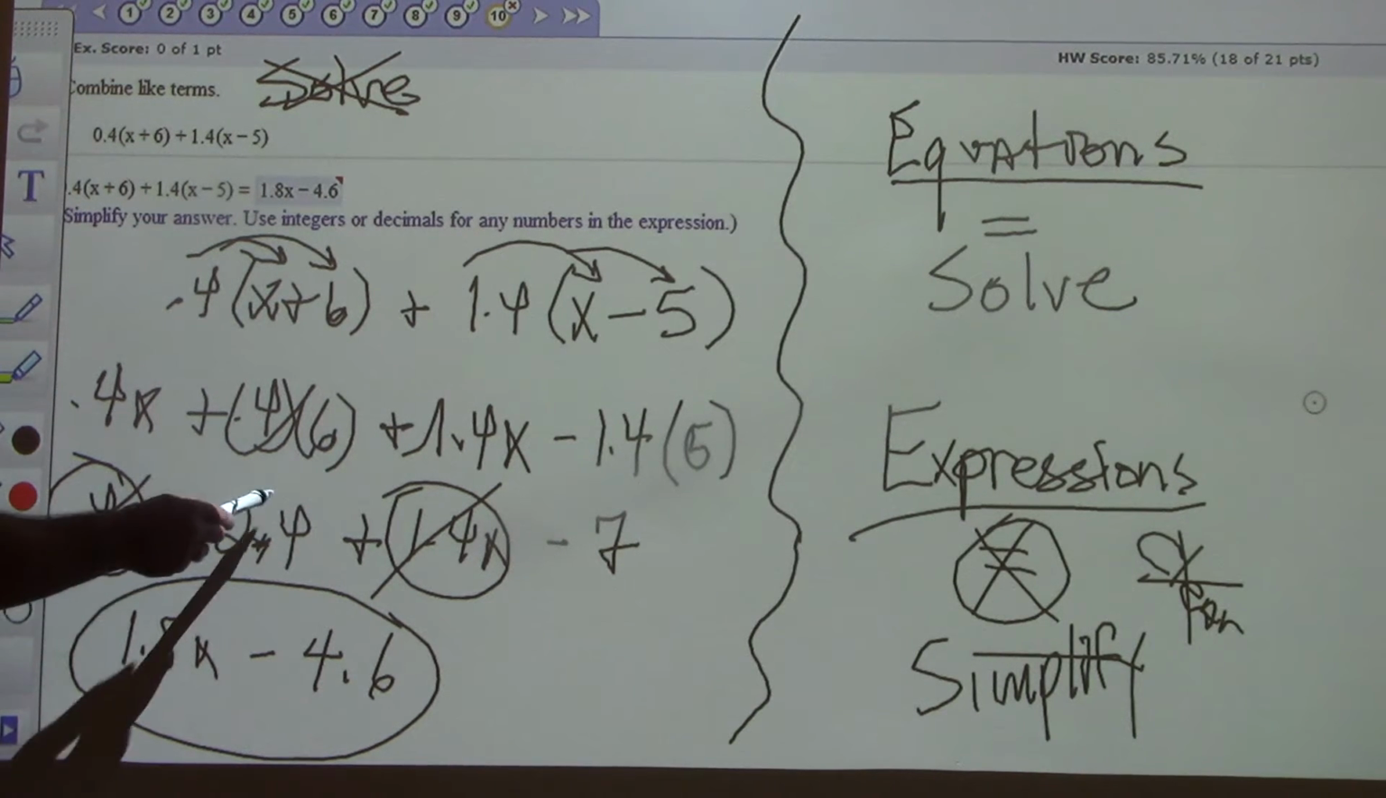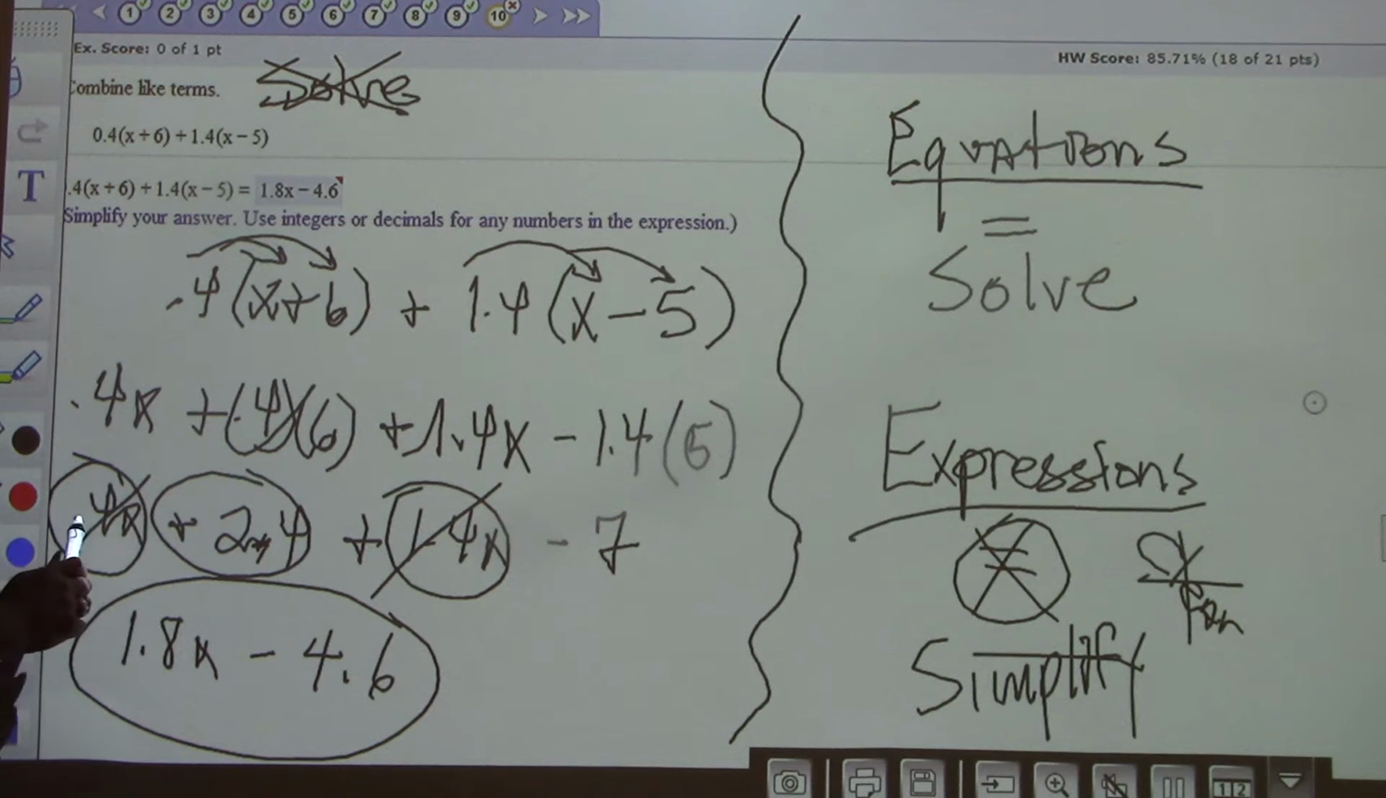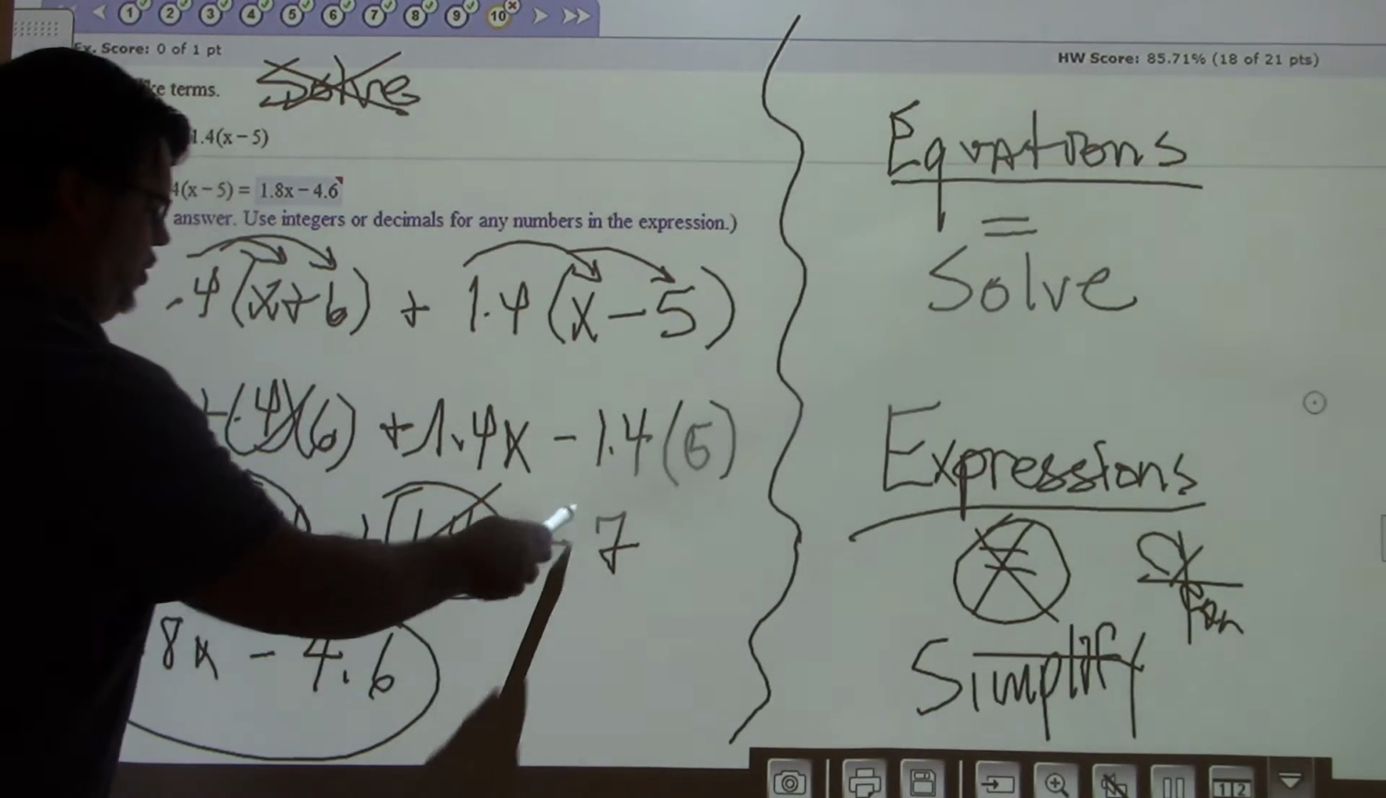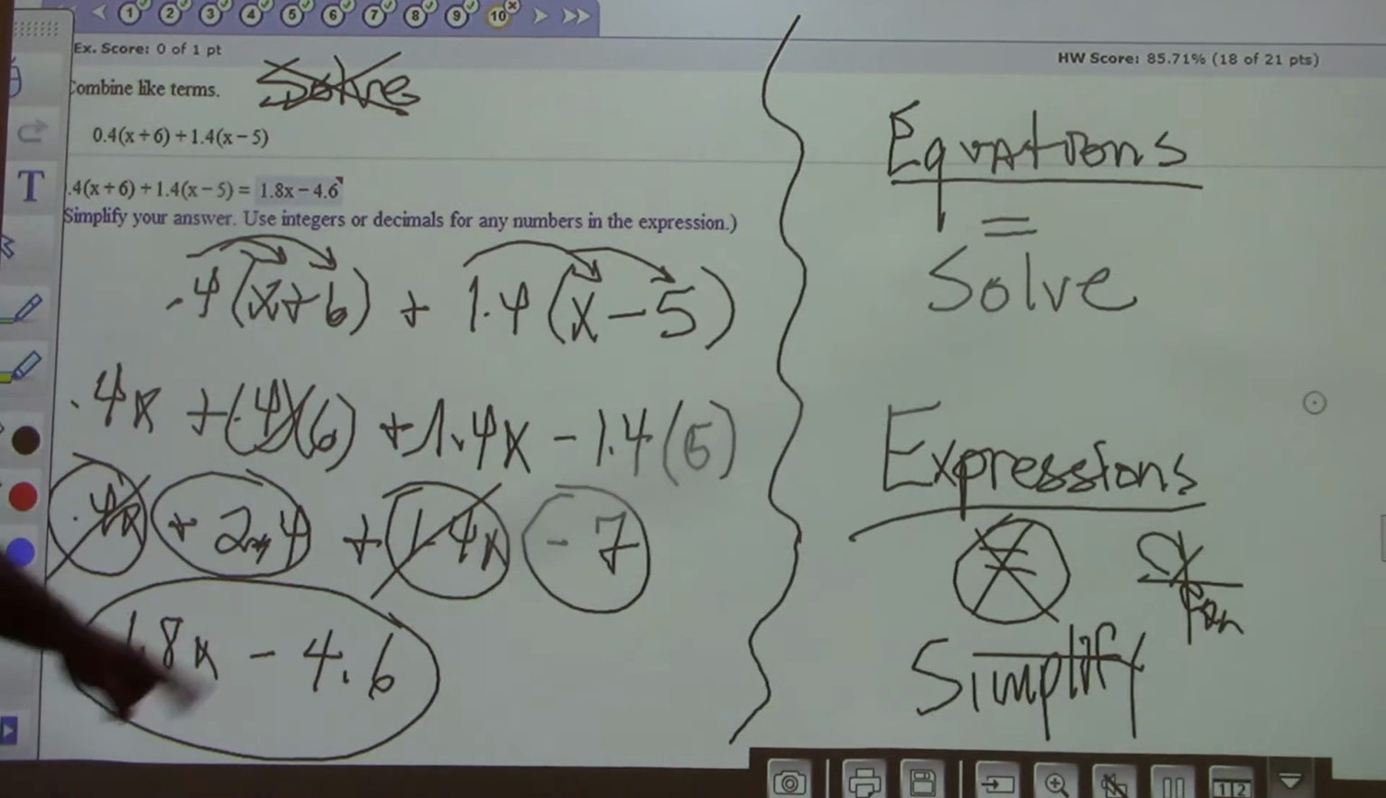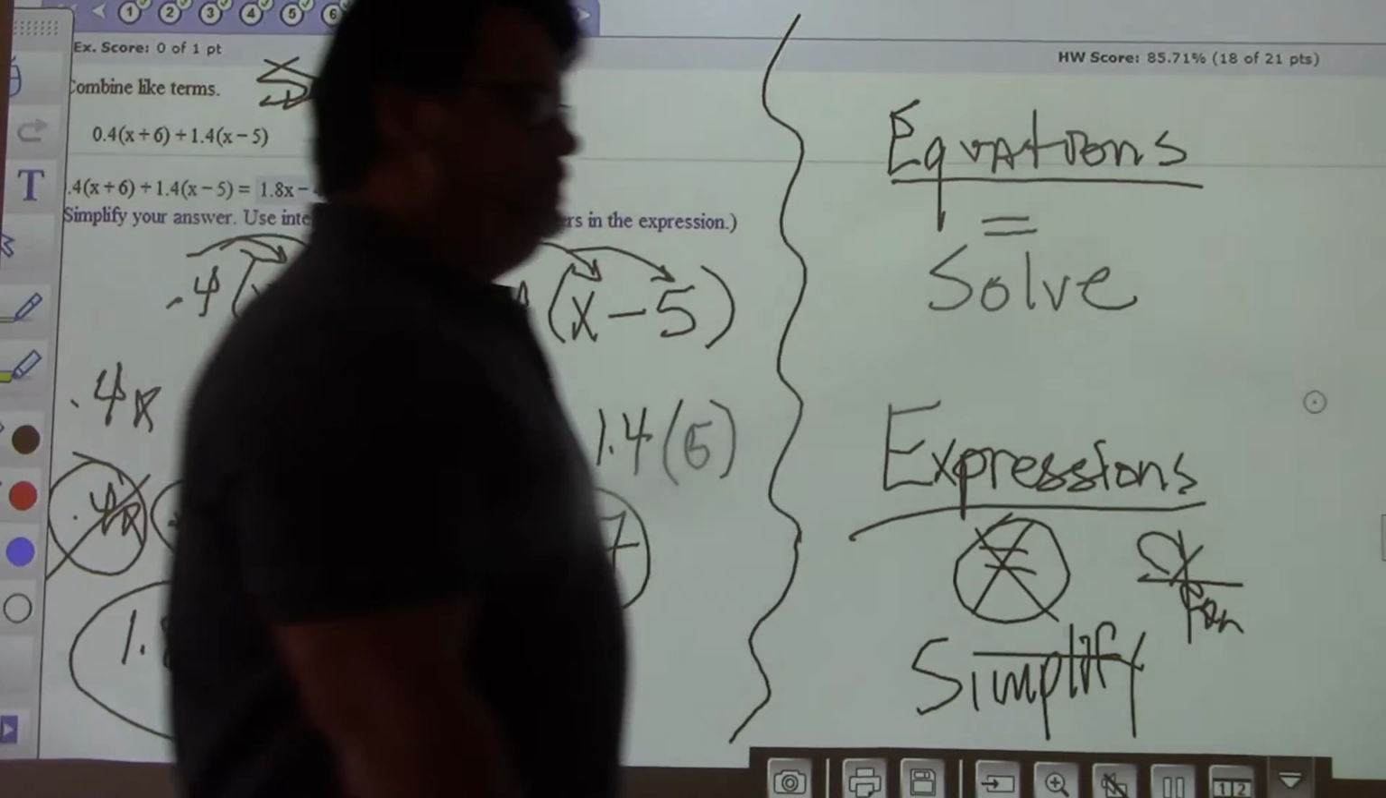Now, where did you get the 1.8 right there? What's $1.40 and 40 cents? $1.80. Okay, okay. And then 2.4 and minus 7. So that's that one.